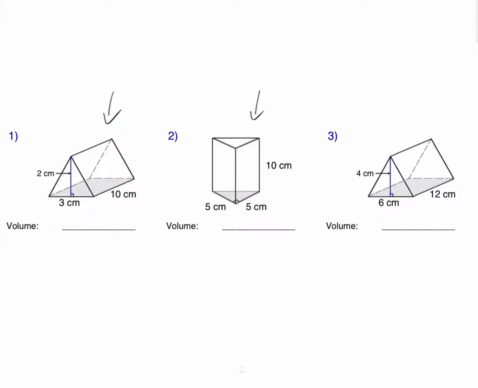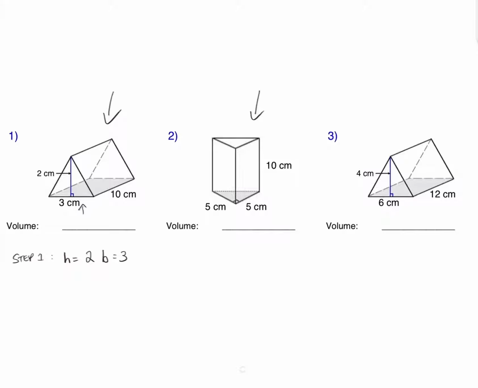It's actually not too difficult, and we're going to be doing something that you learned before. Step one is we are going to find the area of the triangle at the end of the shape. So for example, this first one, we can see that the triangle's height is 2 and the triangle's base at the bottom is 3.